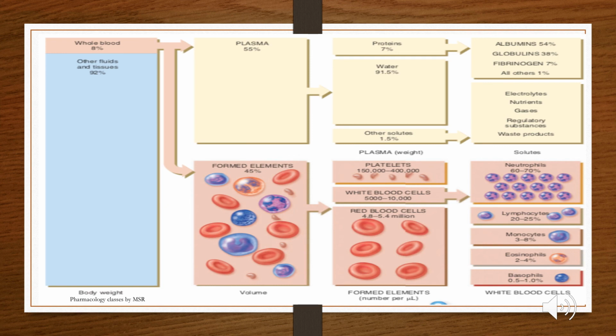Coming to the formed elements, which include WBC, RBC and platelets, what is the normal range of these? Red blood cells are present at 4.8 to 5.4 million cells, whereas white blood cells are 5,000 to 10,000, whereas platelets are 1,50,000 to 4 lakhs. These WBC cells are again divided into neutrophils, lymphocytes, monocytes, eosinophils and basophils.